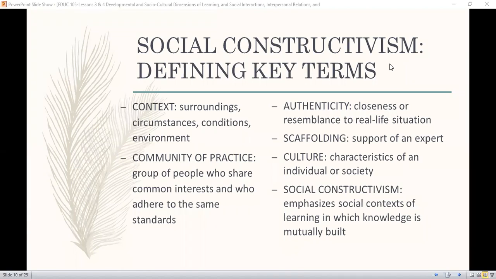We have, of course, social constructivism in relation to our topic. This is very relevant. It emphasizes the social context of learning in which knowledge is mutually built. That we construct, it's a theory, it's a belief, okay? It's a theory which stands on the belief that learning takes place when a person, a human, interacts with the environment, with people. We construct knowledge based on our exposure to the society. That's why we call it social constructivism, if you could still remember.